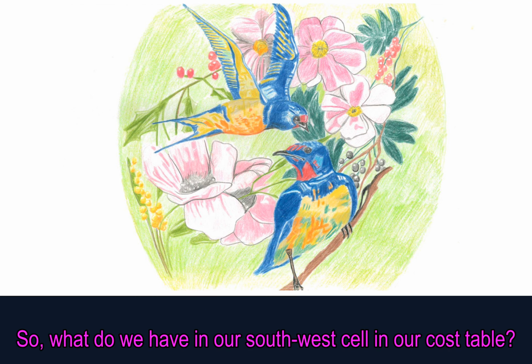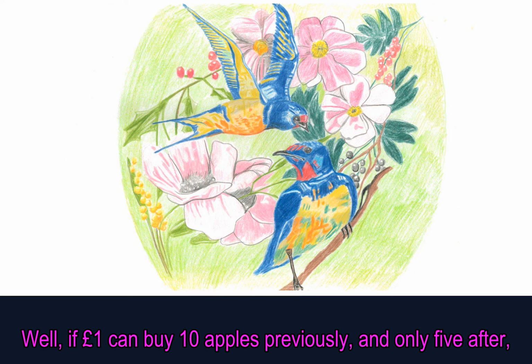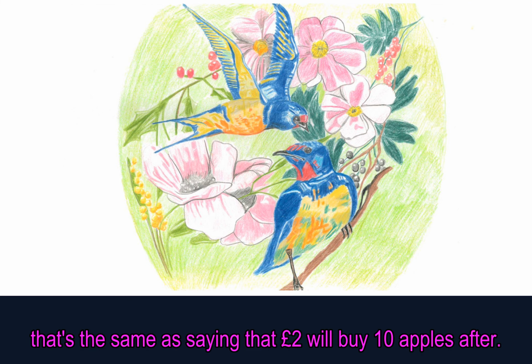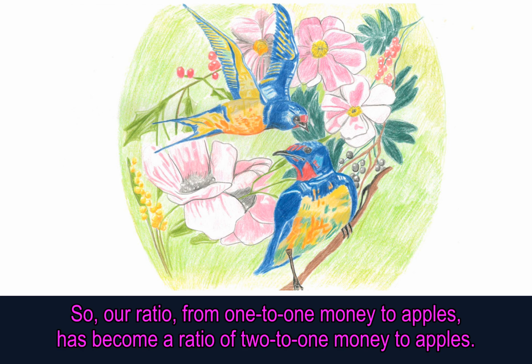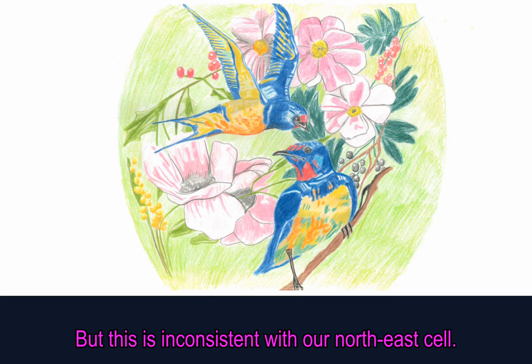So what do we have in our southwest cell in our cost table? Well, if £1 can buy 10 apples previously and only 5 after, that's the same as saying that £2 will buy 10 apples after. So our ratio from 1 to 1, money to apples, has become a ratio of 2 to 1, money to apples. But this is inconsistent with our northeast cell.